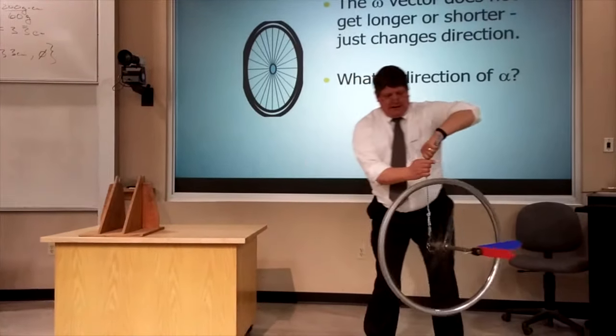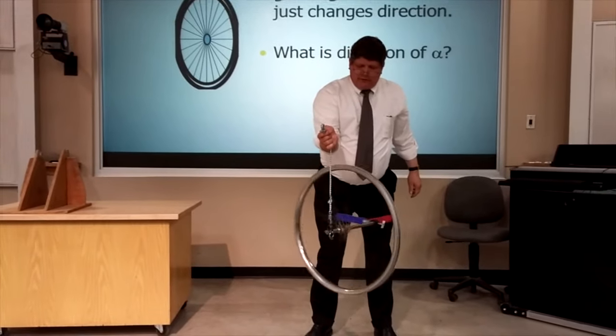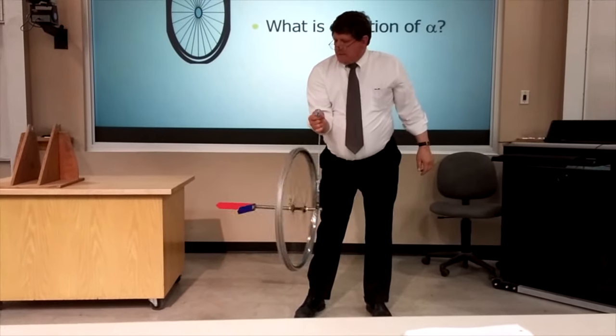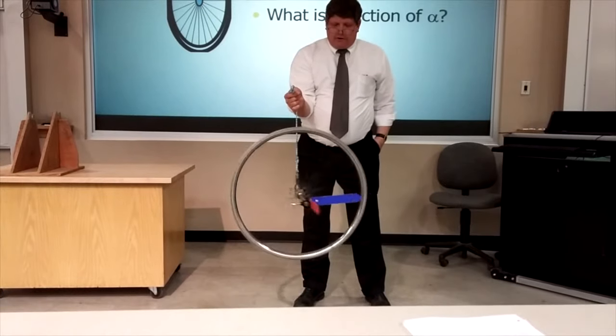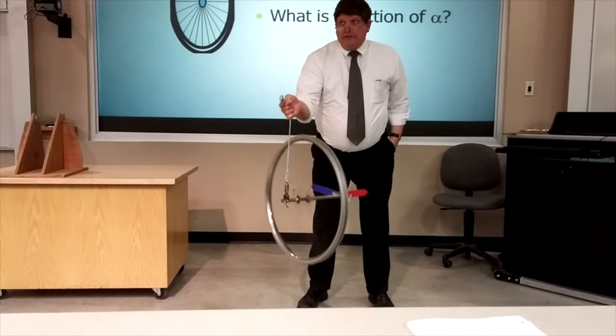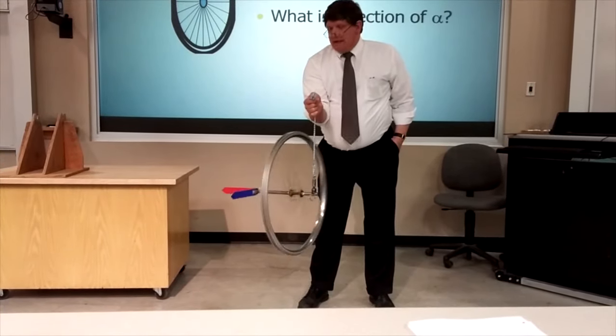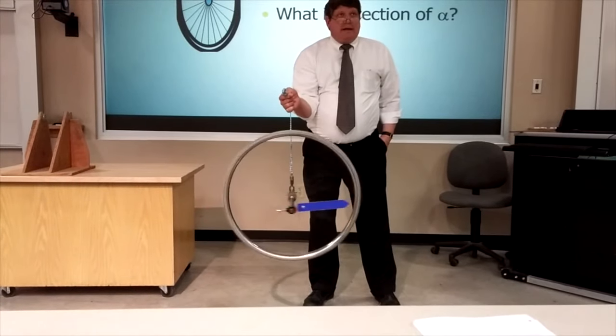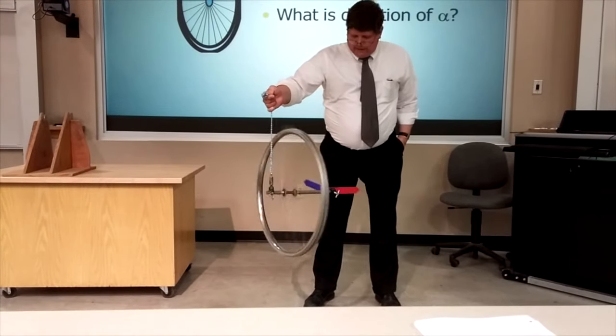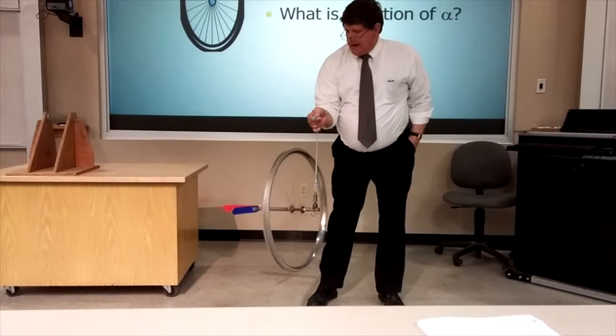You remember the omega vector is the red vector. It always stays the same length, never gets longer or shorter, but it is changing direction. And so that means we have an alpha. And that alpha has to be perpendicular to the omega.